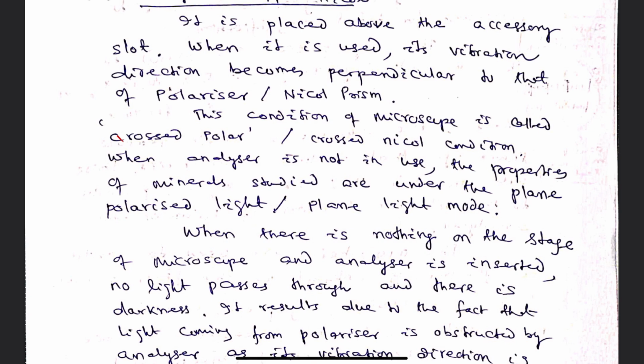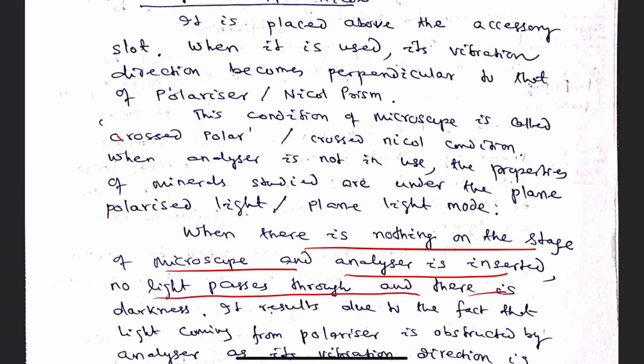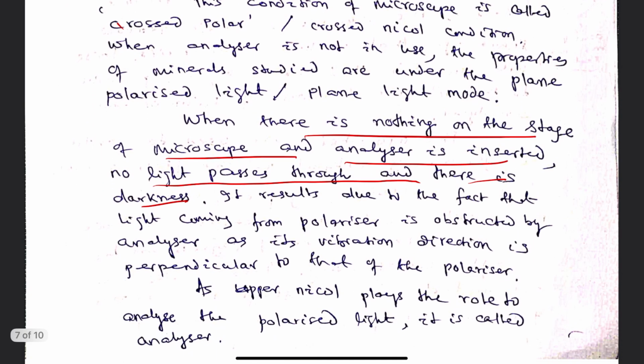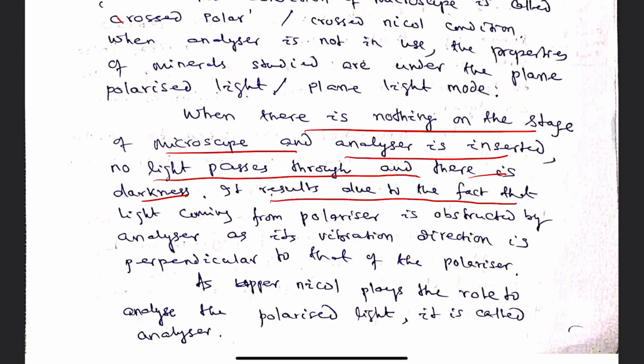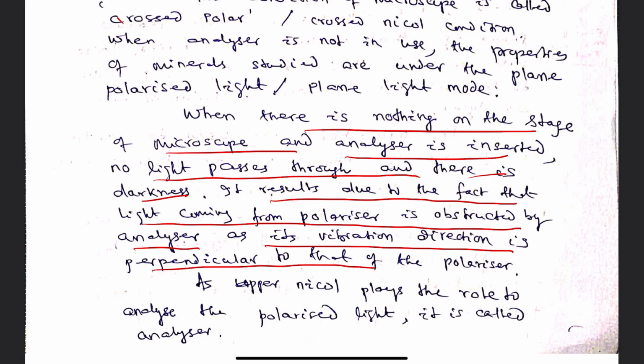So in the crossed condition, if there is nothing on the stage of the microscope and the analyzer is inserted, no light passes through and there is darkness. It results from the fact that light coming from the polarizer is obstructed by the analyzer, as its vibration direction is perpendicular to that of the polarizer.